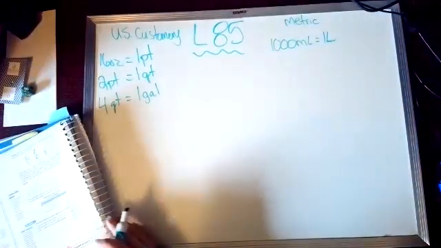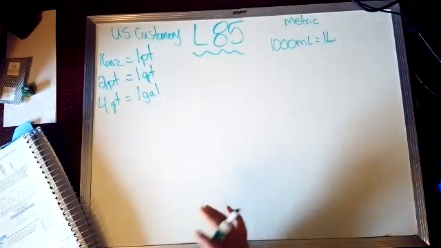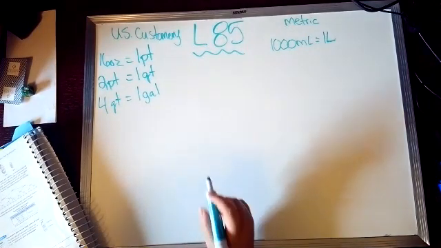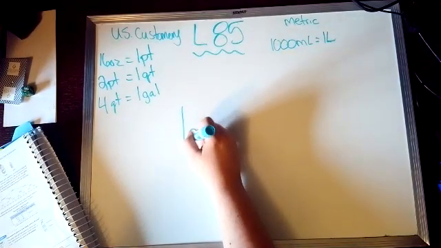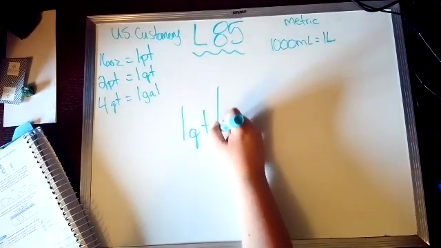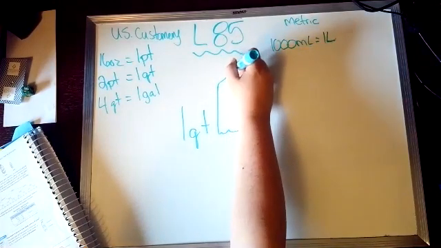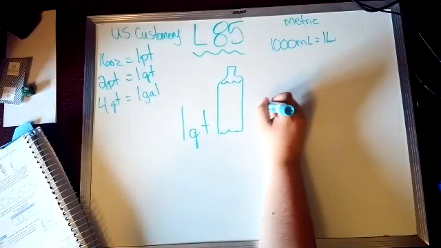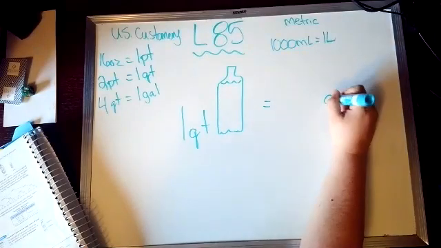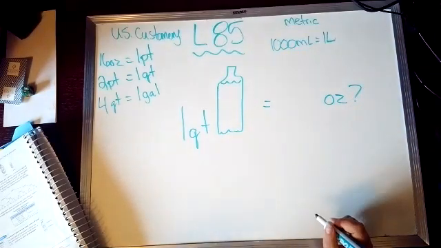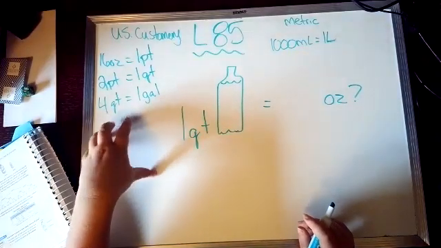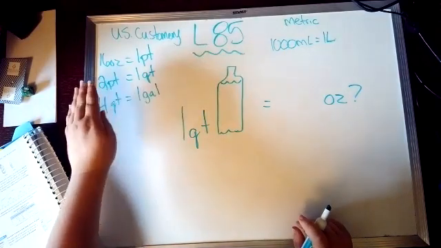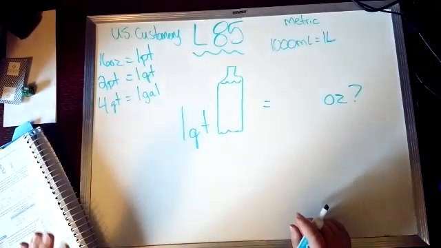So for example, if I had 1 quart of juice, how many ounces of juice would I have? Okay, so if I had 1 quart of juice in my lovely juice bottle, how many ounces would I have? So how I find this is I come up here and I look at my chart and I go, okay, well, I know there's 2 pints in a quart, but I don't know how many ounces are in a quart just offhand. So what I need to do is some conversion.